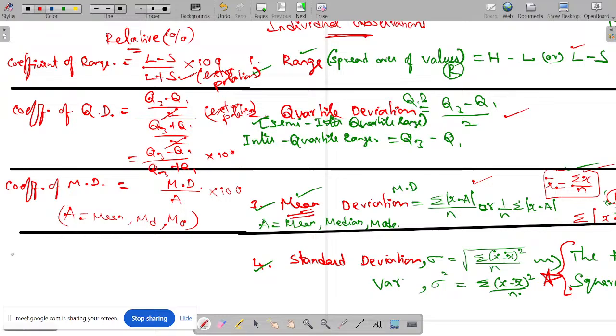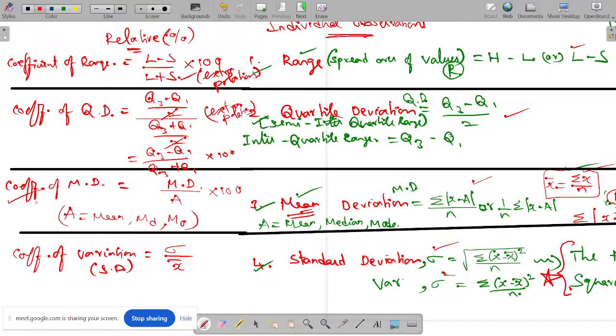Fourth one, standard deviation. The other name here, when you square the values, you call this variance. So this is called the coefficient of variation. It's meant only for standard deviation. What's the symbol here? Sigma. So sigma divided by what value? X bar. Why X bar?